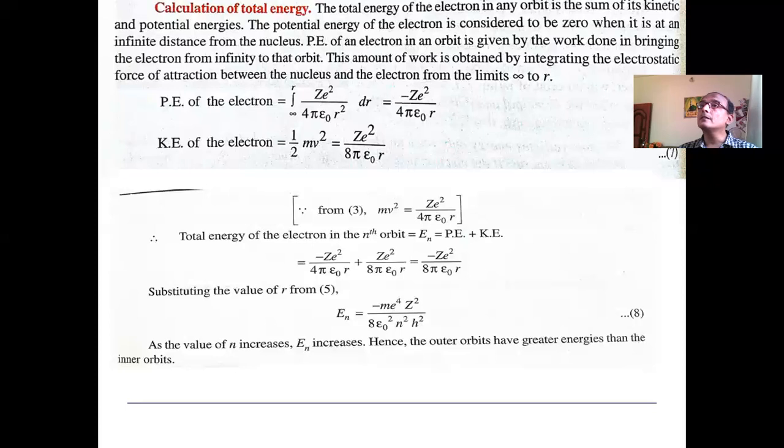Now the total energy of the electron. The total energy of the electron in any particular orbit is the sum of the kinetic energy and potential energy. We know that there are two types of energy. Therefore, when electrons revolve around the nucleus in the orbit, they possess two types of energy, kinetic energy and potential energy. The combination of these two is the total energy of the electron in that particular orbit.